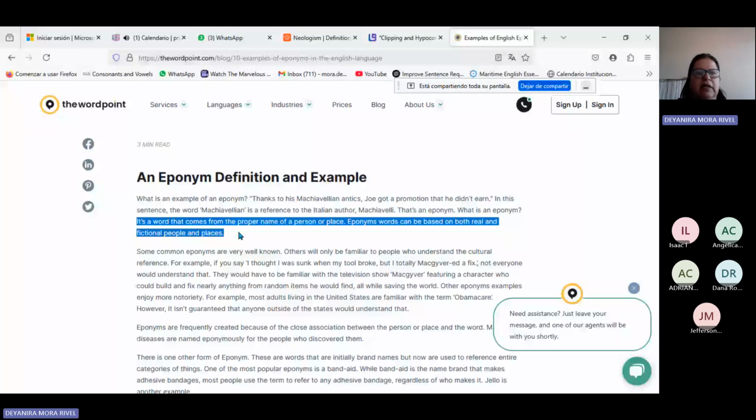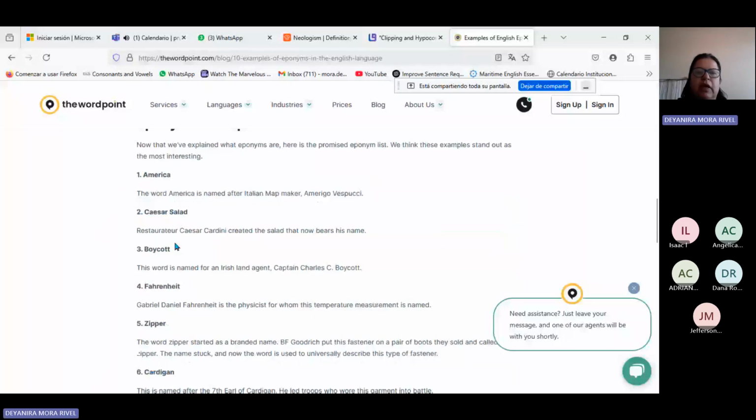So in this case, America comes from Amerigo Vespucci, who was a map maker. So the Caesar salad was created by a person who had a restaurant. His name was Caesar Cardini. So that is called the Caesar salad.